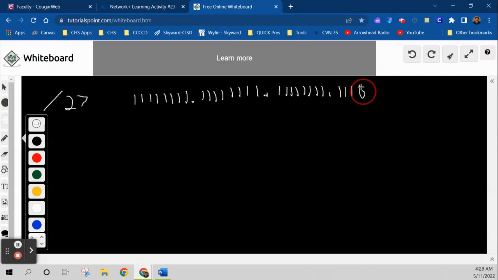Well, it's only five more zeros. So I'm going to put a zero, a zero, a zero, a zero, and one more zero. So there's the remaining five zeros. So this is a slash 27.